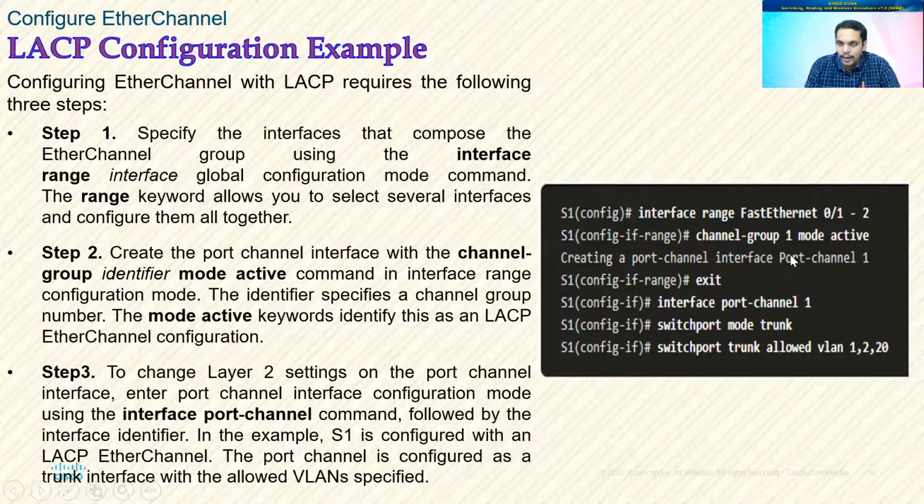After that, if I want to apply any commands to this port-channel interface, I need to go into the interface mode. So interface port-channel 1. Now this is the identifier that I just created. And then I type in switchport mode trunk and switchport trunk allowed VLANs. Now I made this particular interface a trunk port, and I'm allowing the traffic that belongs to VLAN 1, 2, and 20. So this is how we configure the EtherChannel.